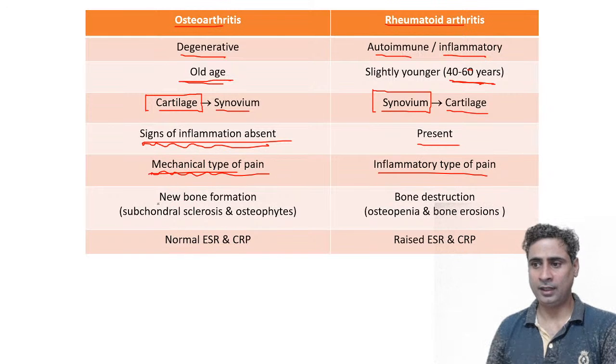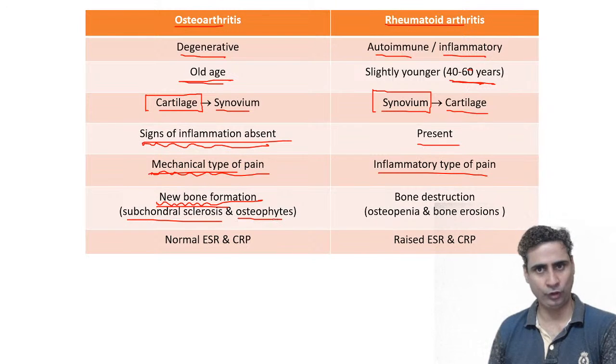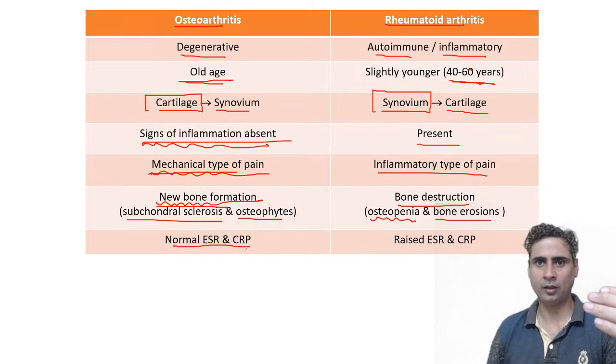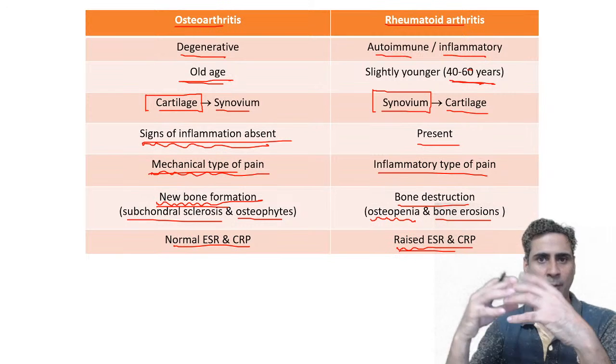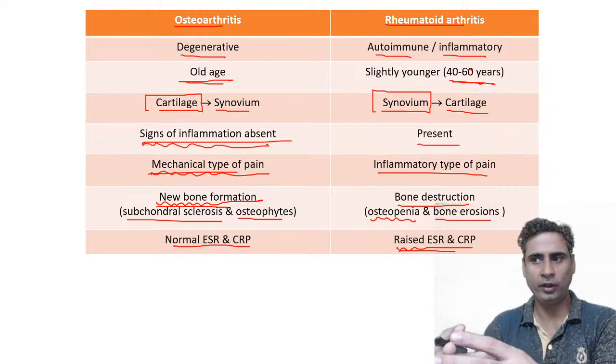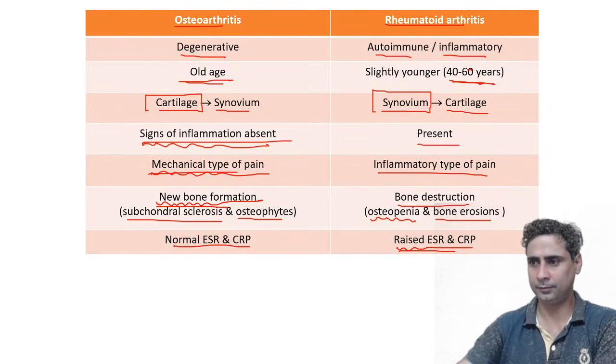And in osteoarthritis, there will be response by new bone formation like subchondral sclerosis and osteophytes. In rheumatoid arthritis, there will be bone destruction like periarticular osteopenia and bone erosions. ESR and CRP will be normal because hematological markers of inflammation are normal in osteoarthritis, whereas due to inflammation they will be raised in rheumatoid arthritis. So these are the important differences between rheumatoid arthritis and osteoarthritis.